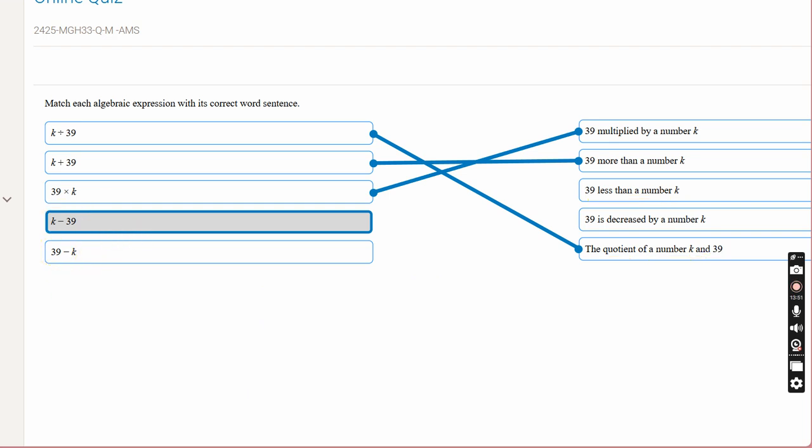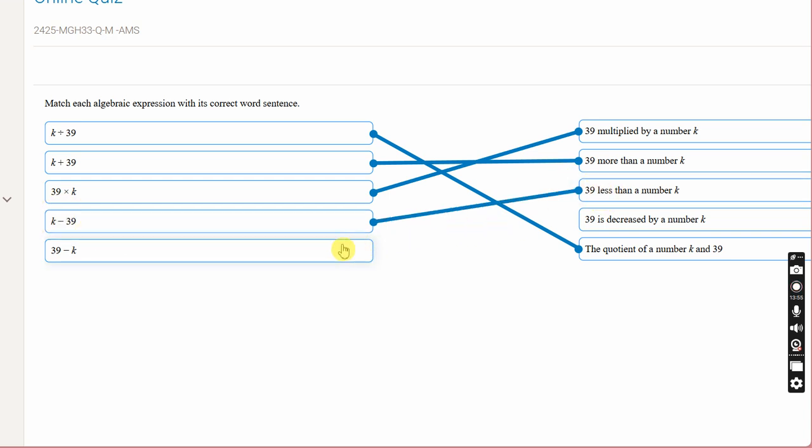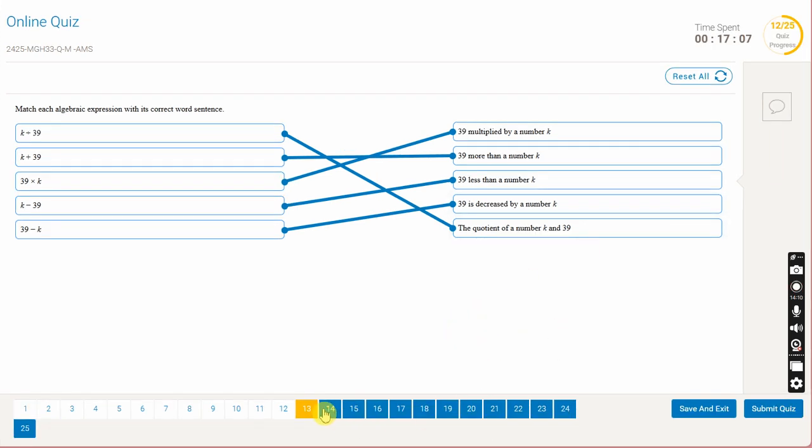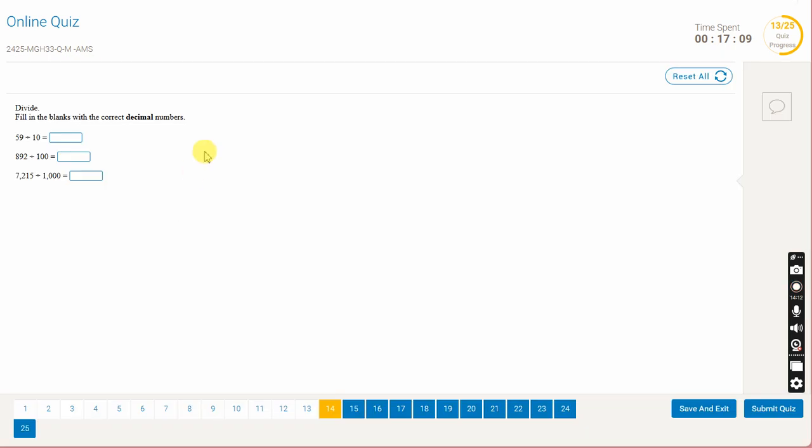And then the next thing, let's put that as the answer. K minus 39 is 39 less than a number k. And then 39 is decreased by a number k. Now what is that? 39 is being lowered, is being reduced. Okay, it's being made smaller by a number k. So we'll subtract that, 39 minus k. Let's go to the next one.